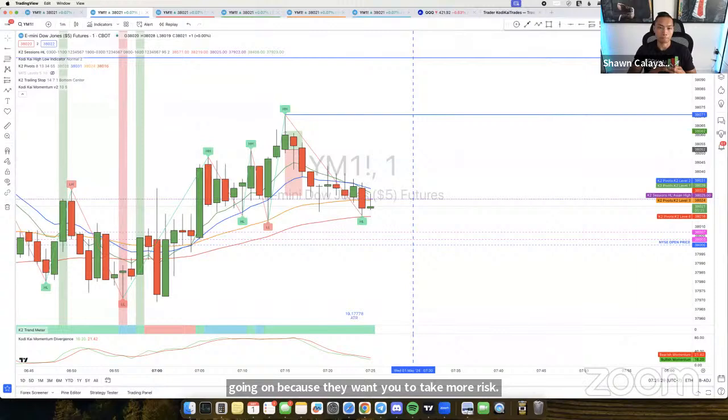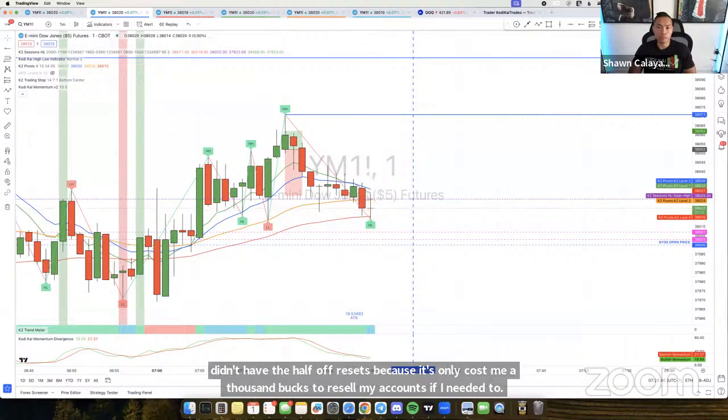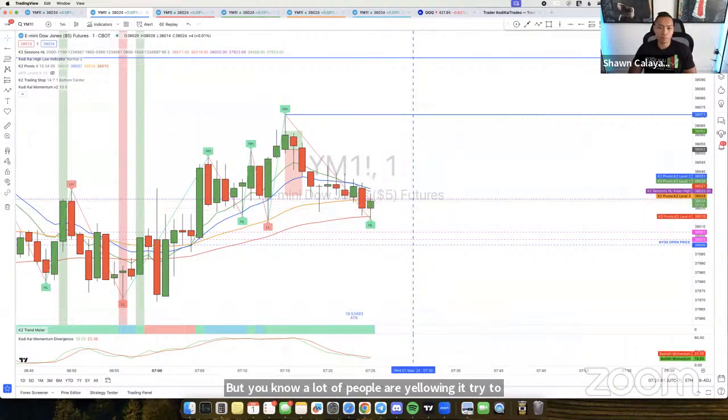I wouldn't be taking 20 contracts now if they didn't have the half off resets, because it only costs me $1,000 to reset my accounts if I needed to. But a lot of people are YOLOing it, trying to pass right away. So if you want to do it the proper way, it's going to take more than a month to pass a 300K.